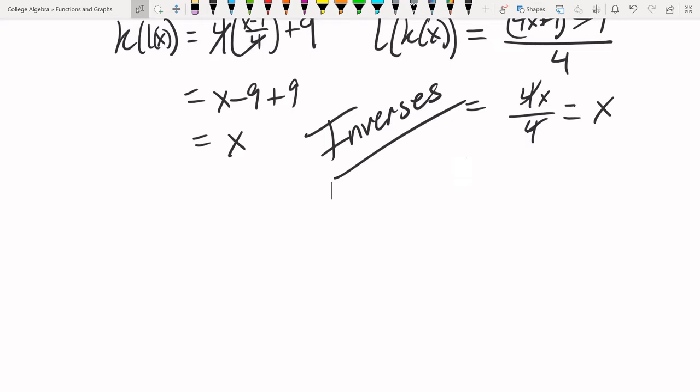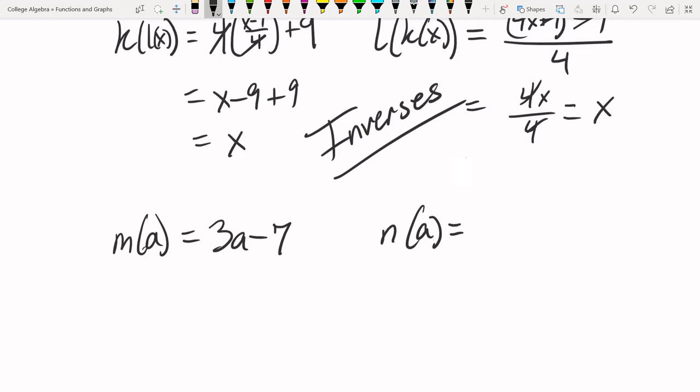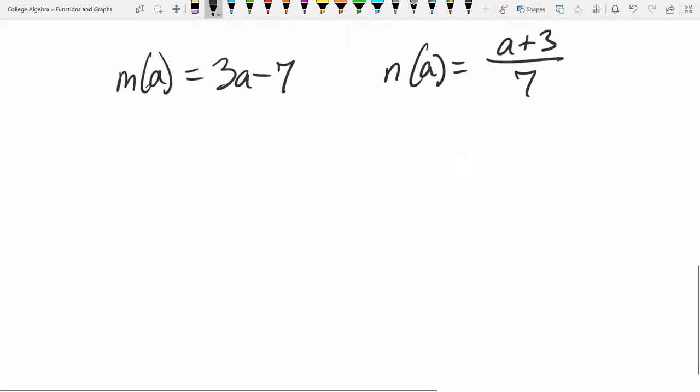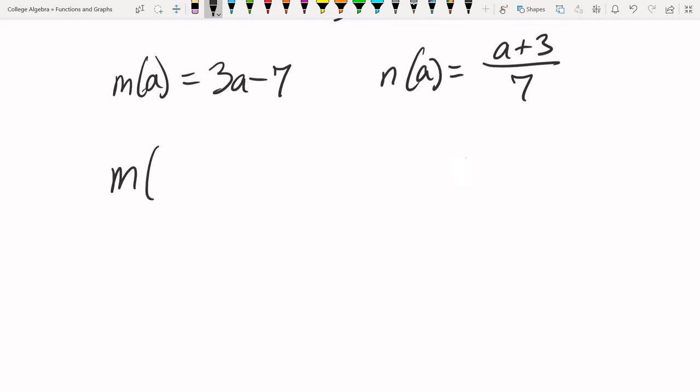Okay. Let's look at m of x. Let's do a different variable. Let's do a. m of a equals 3a minus 7, and n of a equals (a plus 3) over 7. Okay, are they inverses? All we have to do is plug them into each other and see what we get.